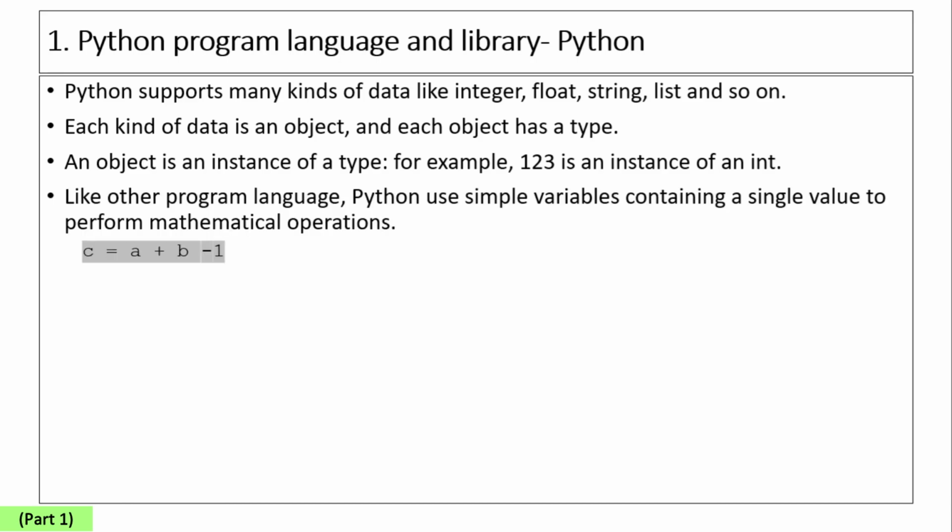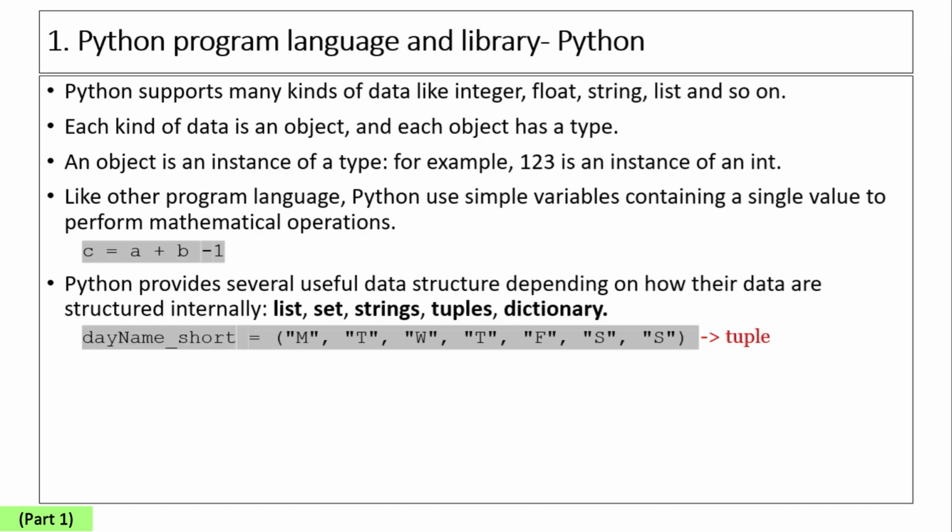Python uses simple variables containing a single value like other programming languages. Multiple items can also be stored in a single variable. Depending on how the multiple items are structured internally, Python provides several useful data structures: list, set, strings, tuples, dictionary. An example indicates a tuple to store 7 weekdays inside round brackets for a single variable, day name short. The 9th topic of part 1 is concerned with the tuple.